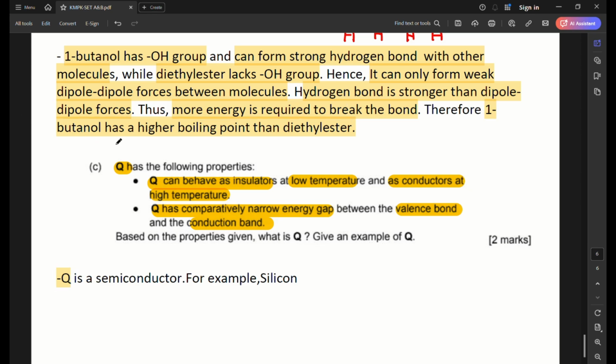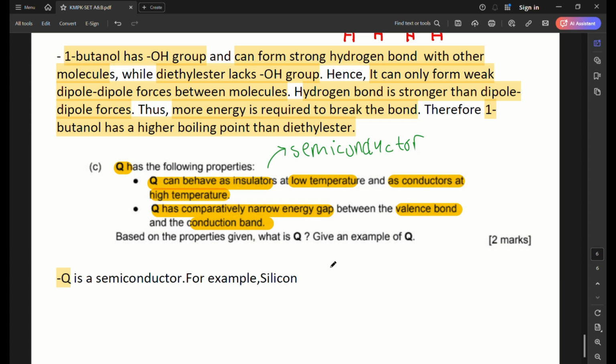So it's quite obvious from the first clue what is being pointed out here. It says it can behave as an insulator at low temperature and as a conductor at high temperature. So at this point we already know that it's a semiconductor, right? But if you want to further prove that it is a semiconductor, then let's look at the second one. Q has a comparatively narrow energy gap between the valence band and the conduction band. So what is a narrow energy gap?